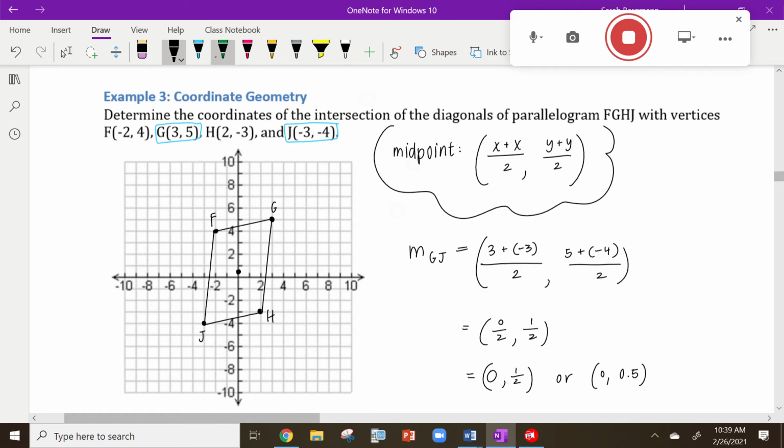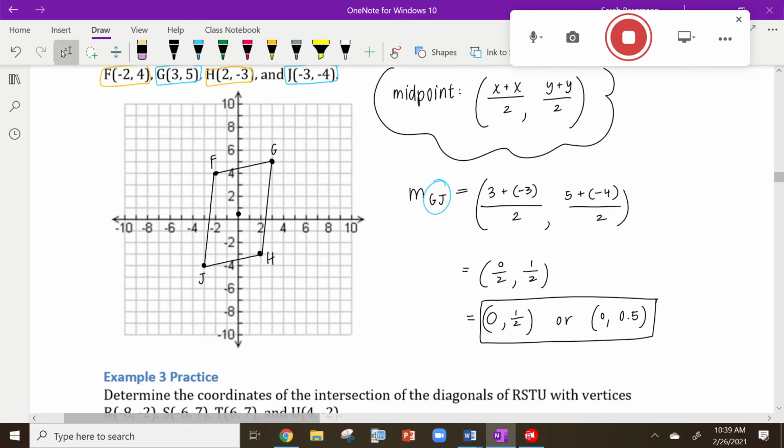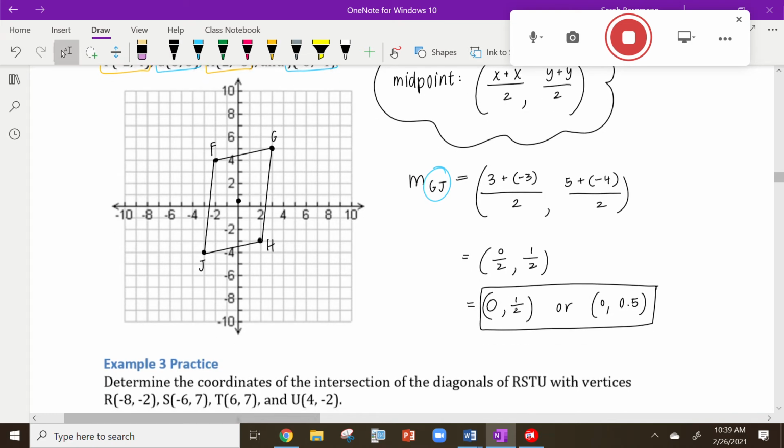Now, since I found the midpoint of GJ, what I could do to check my answer is find the midpoint of FH. It should give me the same answer, 0, 1/2. Remember to write this answer with parentheses around it because it is a coordinate point. Go ahead and try to find the coordinates of the intersection of the other problem.